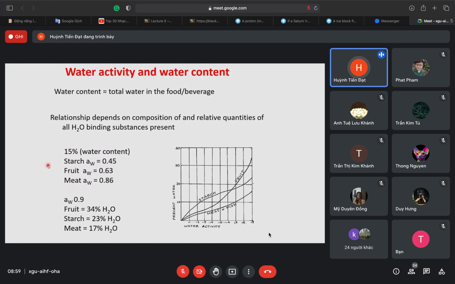Now think about the same water activity value, 0.9. In the fruit, it contains 34% water, the starch only 23% water, and the meat 17% water. What does it mean?